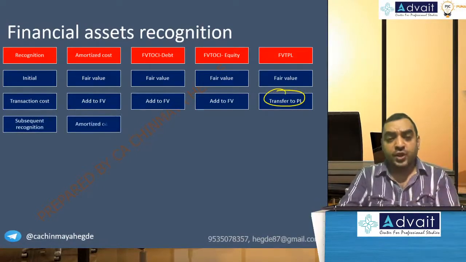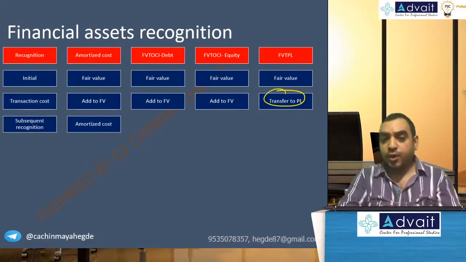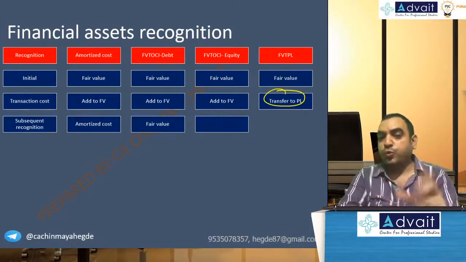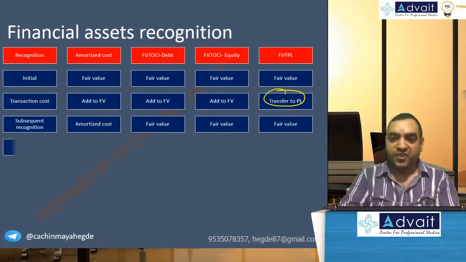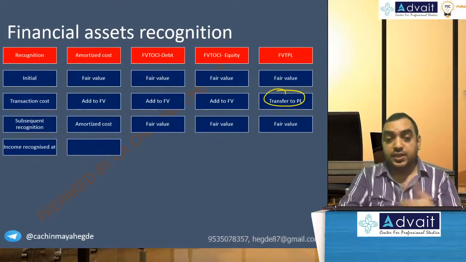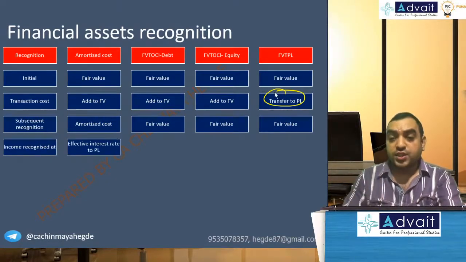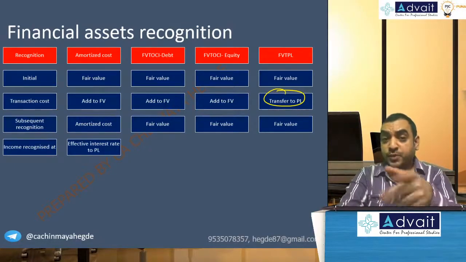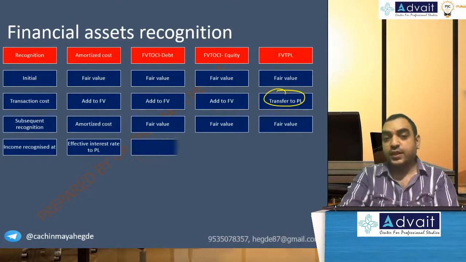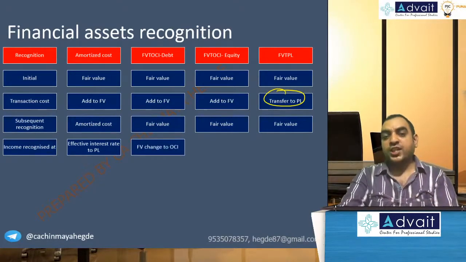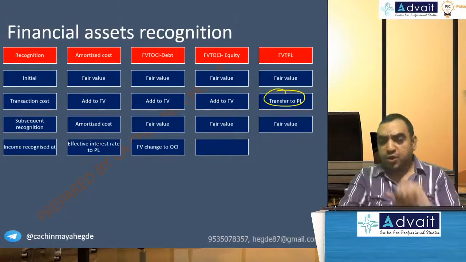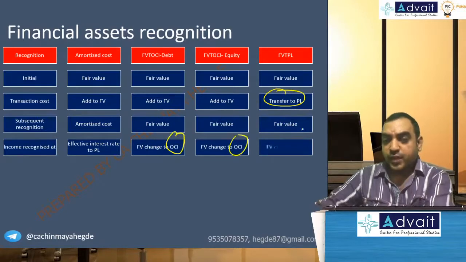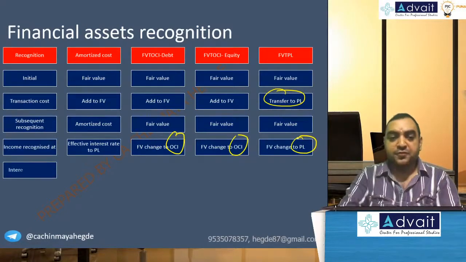Subsequent recognition in amortized cost, you will recognize at amortized cost basis. In FVTOCI, valued on fair value basis. In equity also valued on fair value basis, and FVTPL also valued on fair value basis. Income is recognized, in case of amortized cost, at effective interest rate, like the way we did one problem, the debt equity component, how interest is calculated, effective interest. FVTOCI, fair value change transferred to OCI. FVTOCI equity also, fair value change to OCI. FVTPL is transferred to P&L account. So it's transferred to OCI, whereas in FVTPL transferred to P&L account. There is a major difference.